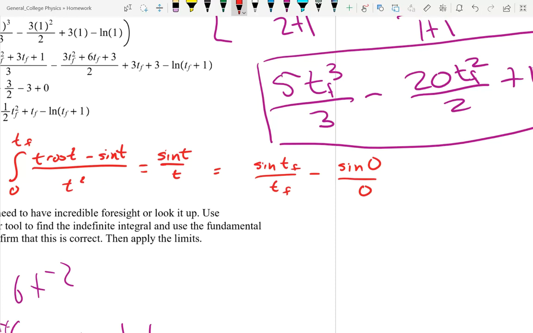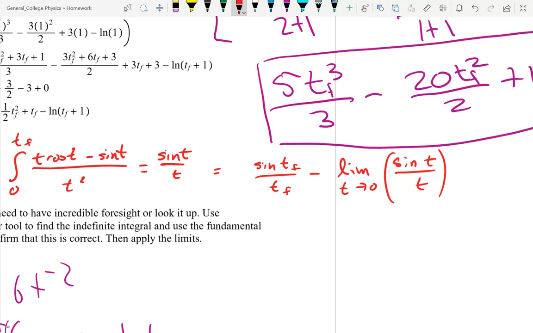So remember, we're applying limits. If we're applying limits, what we really have here is the first one's fine, so I'm only going to work with the second one. We have the limit as t approaches 0 of sine t over t. And so we have to find that limit. And how we find that limit is L'Hopital's rule. Either way, it's pronounced L'Hopital.